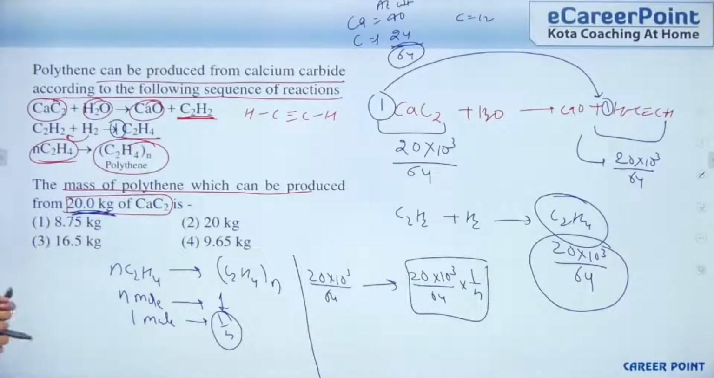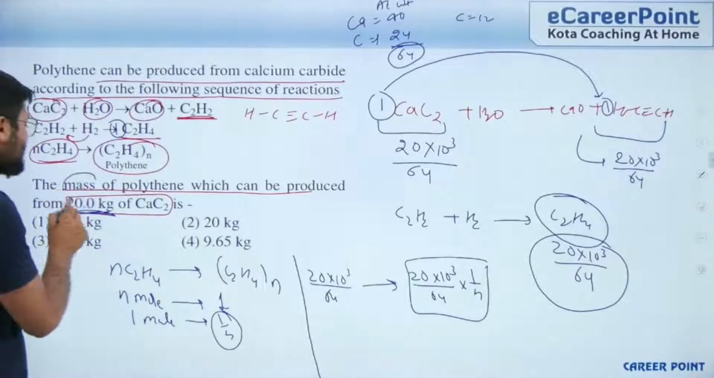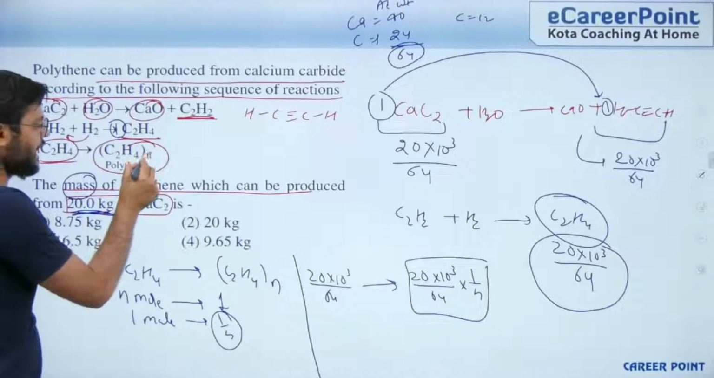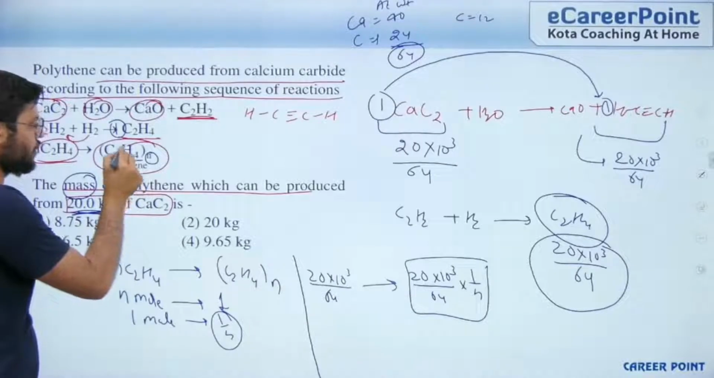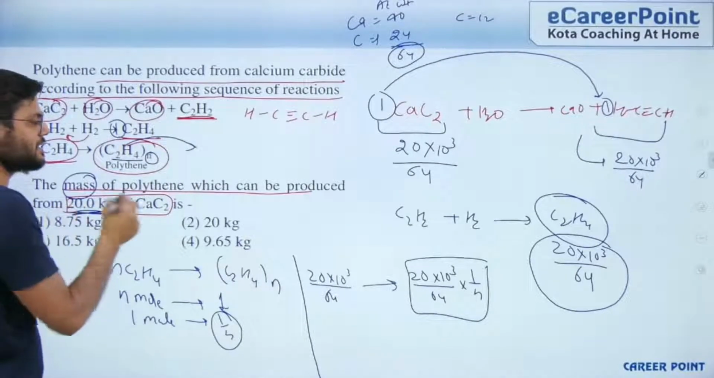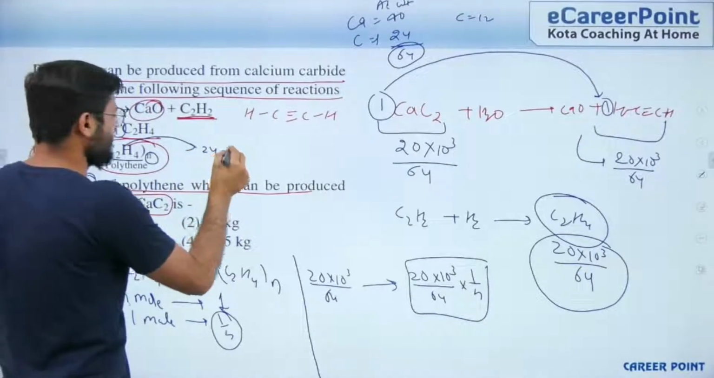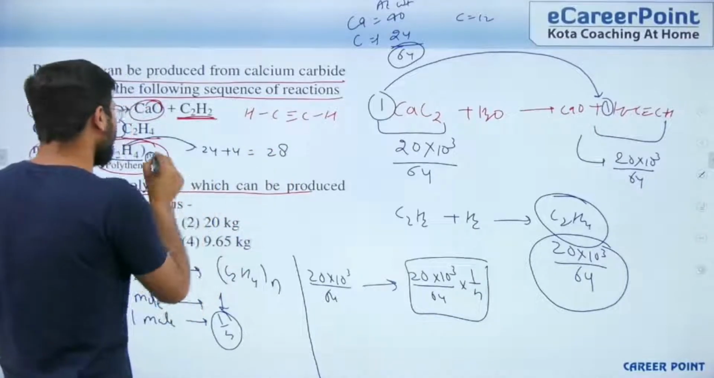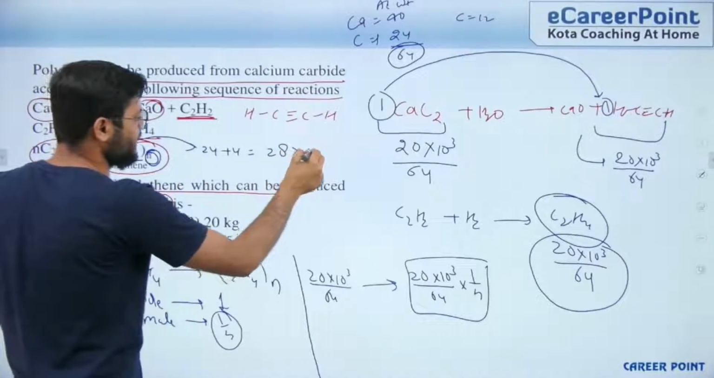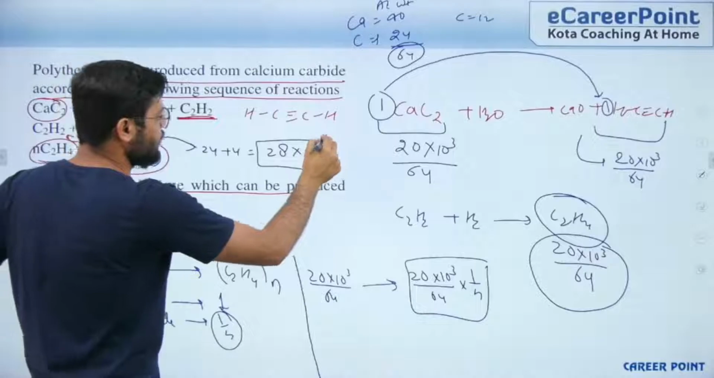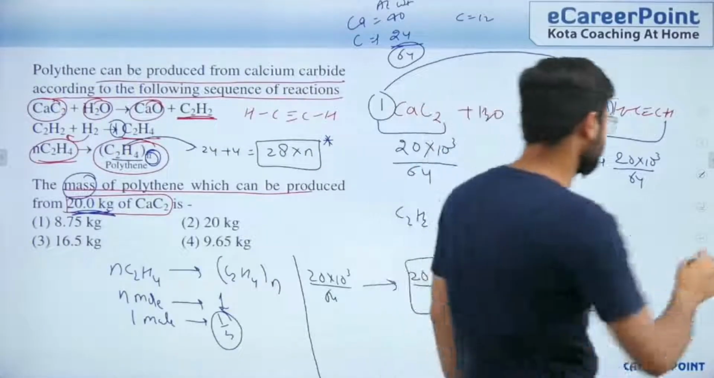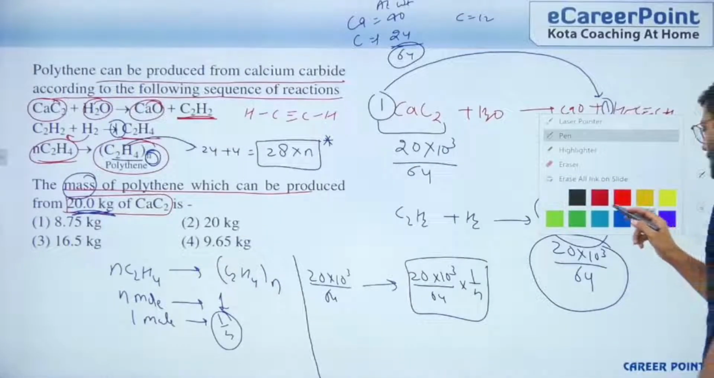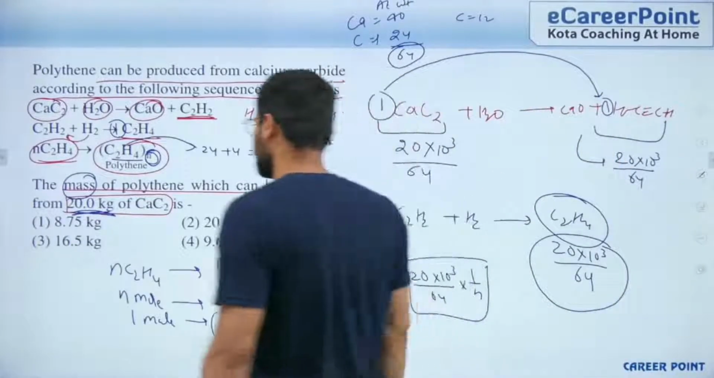But it is saying that we need to calculate the mass. So how will you calculate the mass? We have n times C2H4. The molar mass of C2H4 is 24 plus 4, 28, and multiplied by n times. So 28n. We have 28n, this is the molar mass.